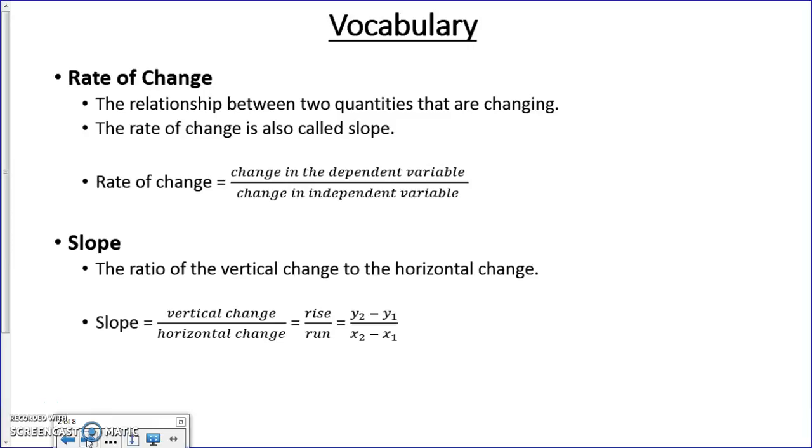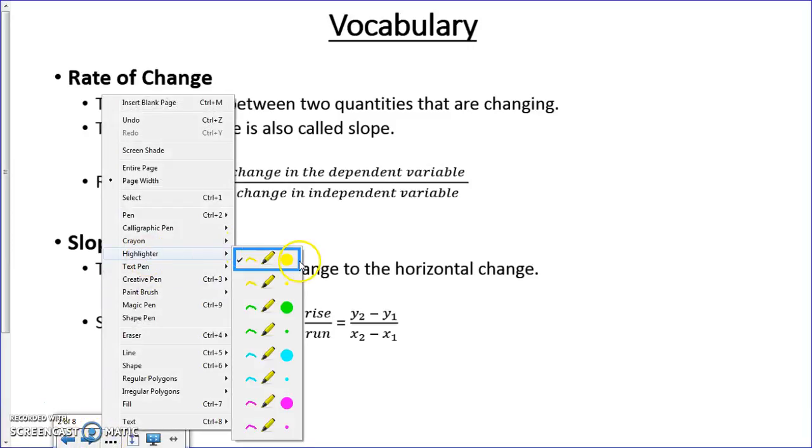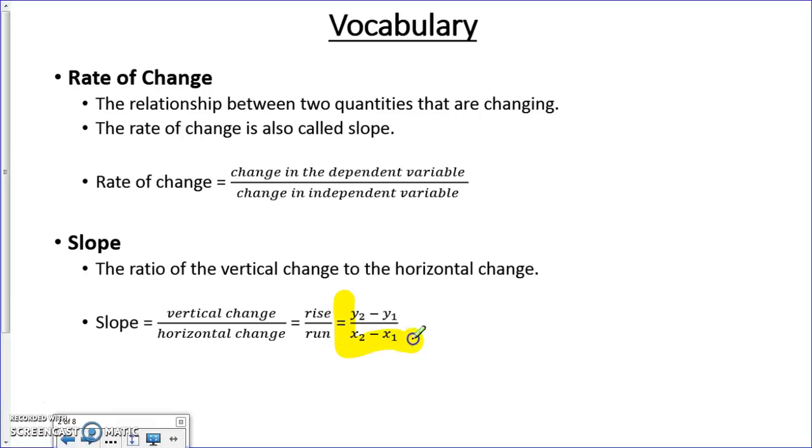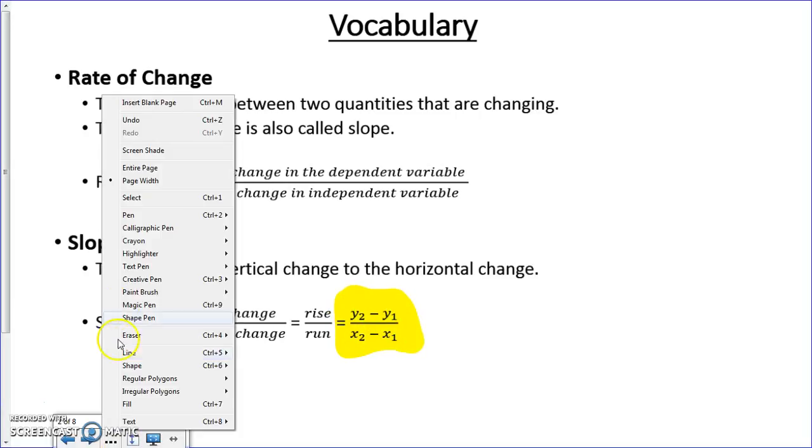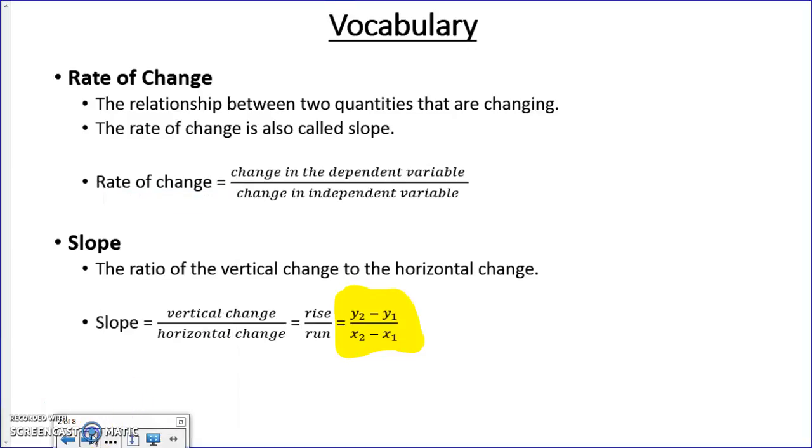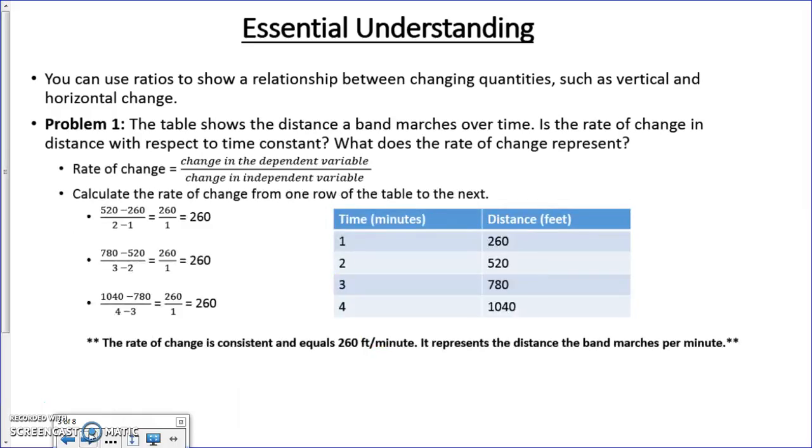Slope equals vertical change over horizontal change, which is the same as rise over run, and the slope formula is y2 minus y1 over x2 minus x1. And this you're going to want to have. This is very important. Essential understanding. You can use ratios to show a relationship between changing quantities, such as vertical and horizontal change.